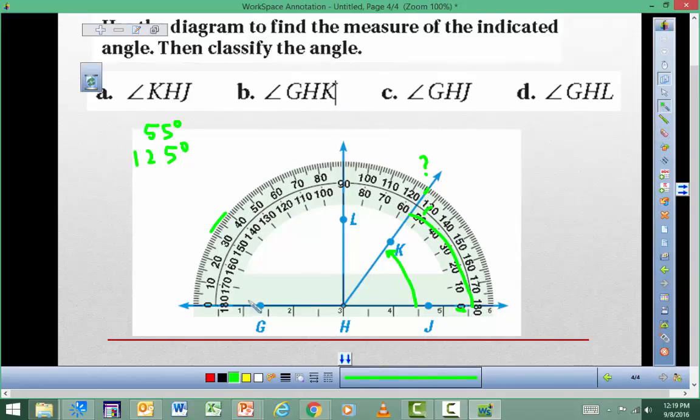GHK. Well, that's this one, right? So that's the one that turns out to be.